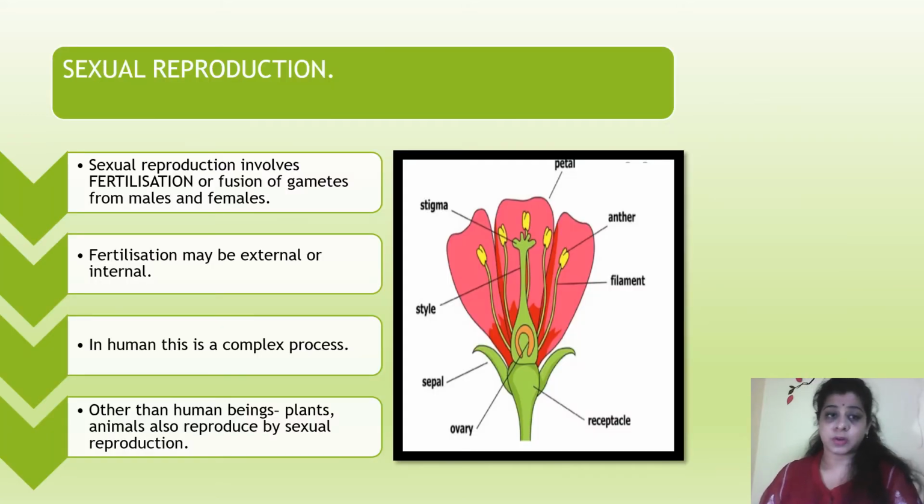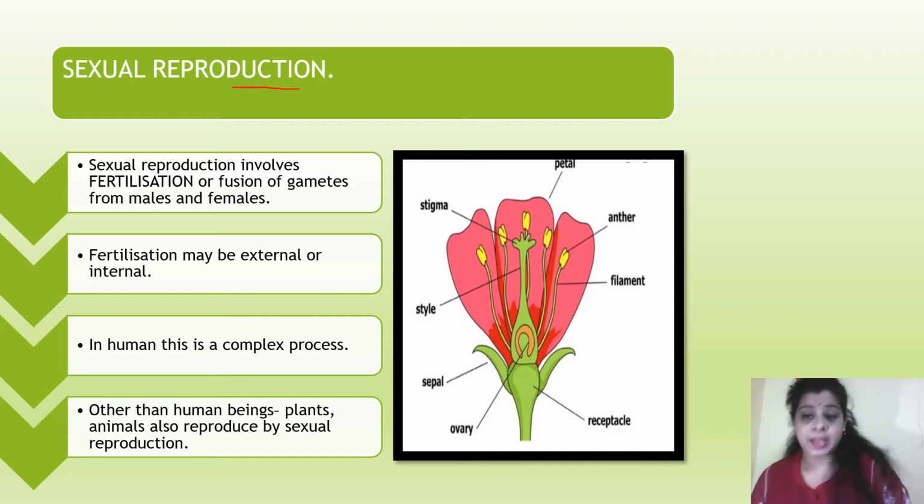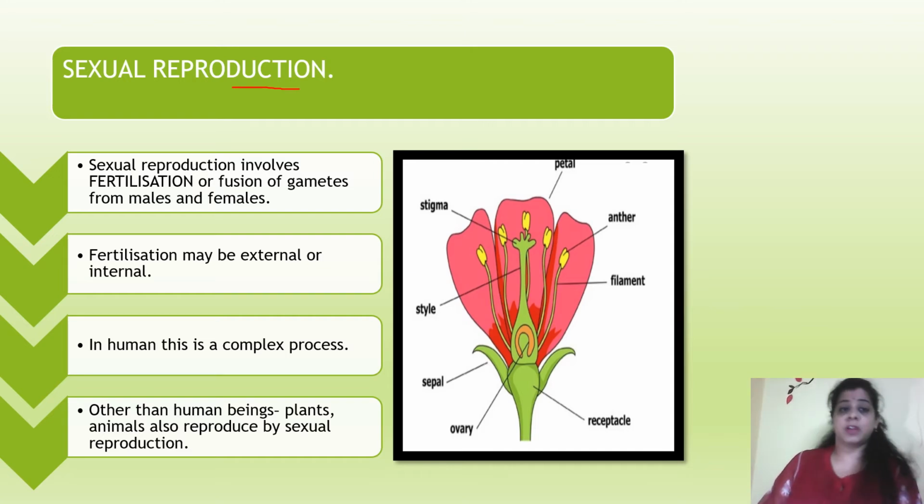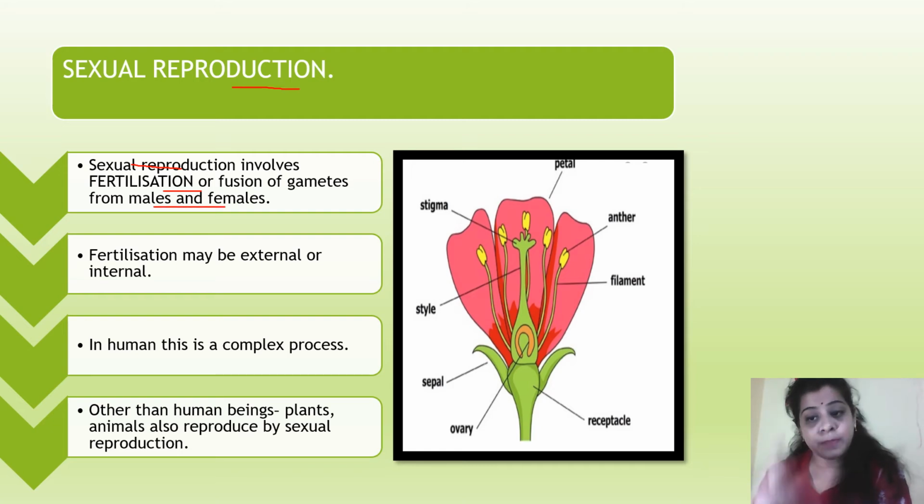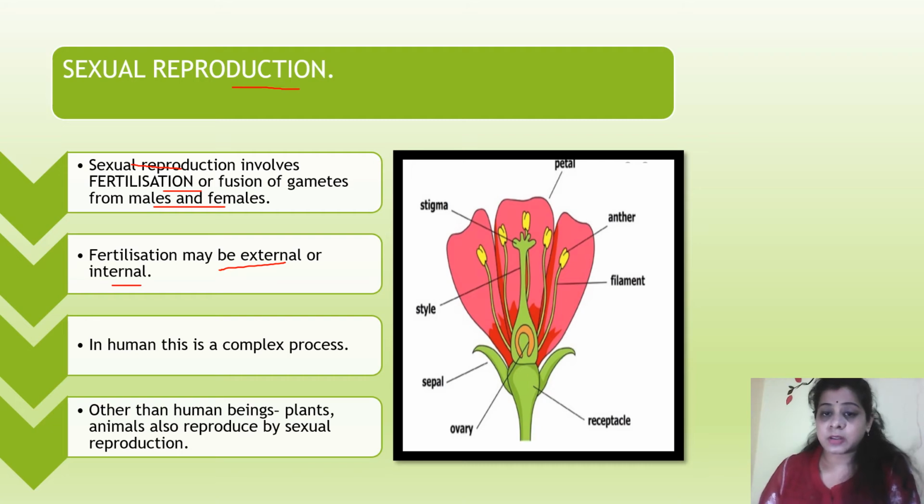So now let's talk about sexual reproduction. When we come to sexual reproduction, there are parts of the plants which are responsible for it. Sexual reproduction involves fertilization, the fusion of gametes from male and female. जो male और female gametes होते हैं, उनका fertilization होना means they come in contact and are fertilized to form a new seed. Fertilization may be external or internal, meaning it may take place inside the plant or outside the plant.